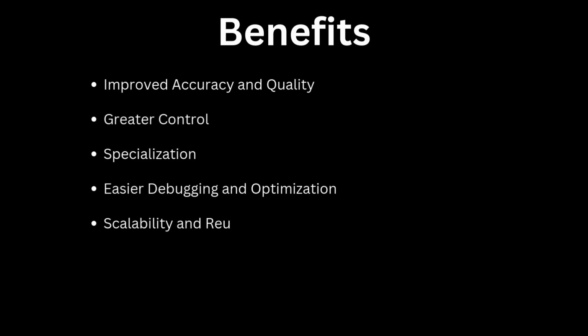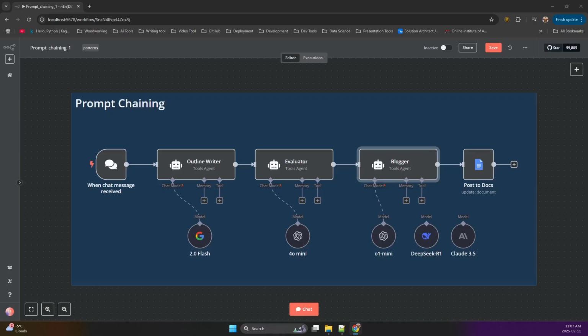Scalability and reusability. We can easily swap out different agents or reuse parts of the chain in other workflows. This modularity is incredibly valuable. Let's walk through a real-world example. Creating a blog post about solution architecture. We'll use three agents: an outline writer, an outline evaluator, and blog writer.